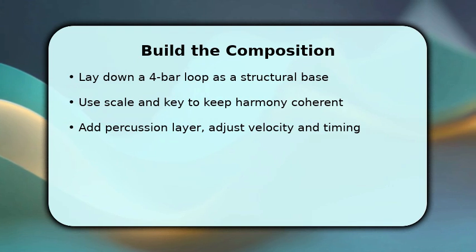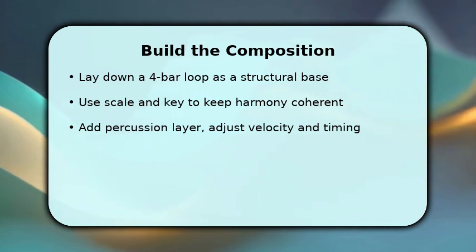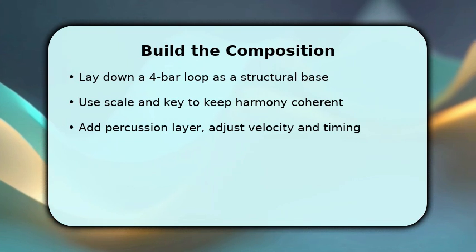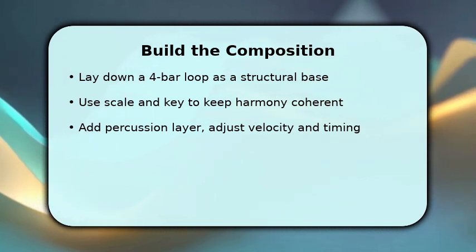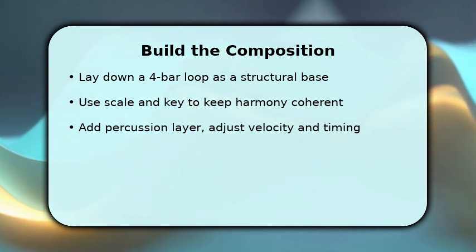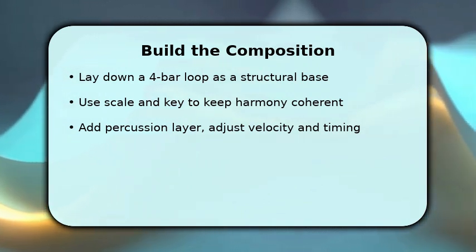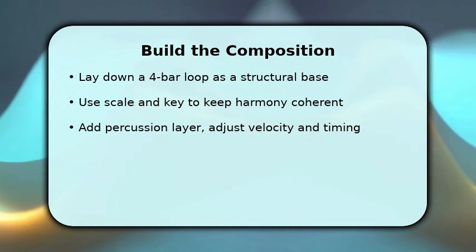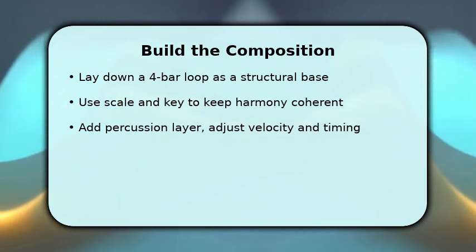Once your loop exists, choose a scale and key so added melodies won't clash. This simplifies harmony while you experiment. Next, add a percussion or rhythm layer to define groove and place notes on strong beats. Then vary velocity and timing slightly to avoid robotic feel and to build musical interest.